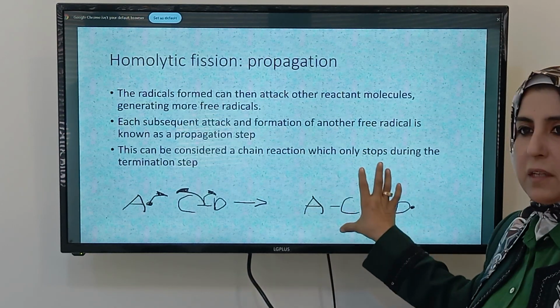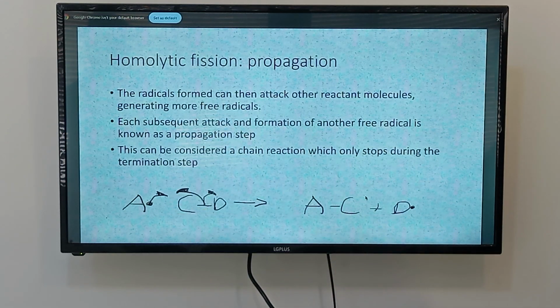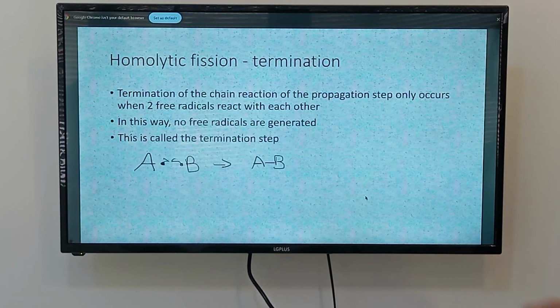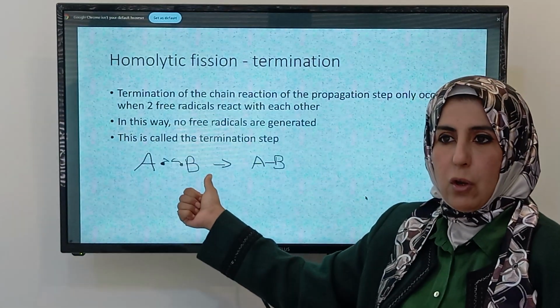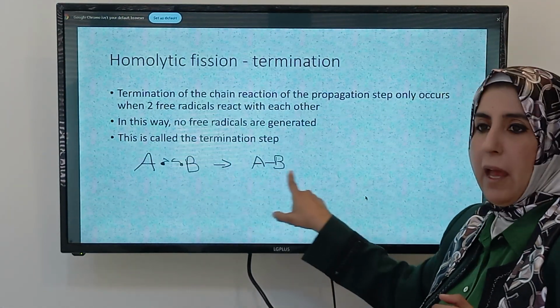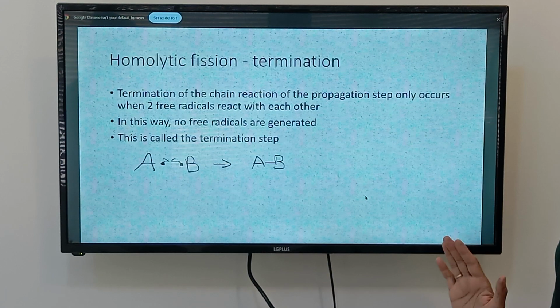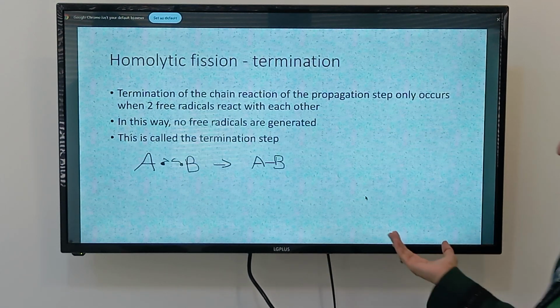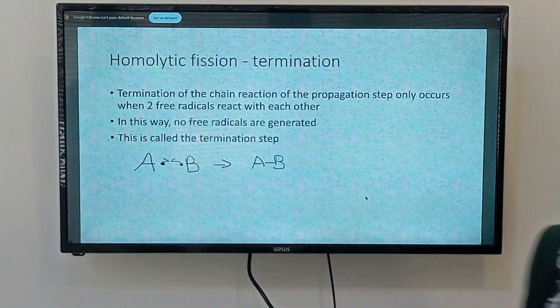The termination of these steps is when all the free radicals are free in the solvent. Last step is the termination. How can we terminate when we have just free radicals of A and free radicals of B? It's when we combine them with each other, they produce the result A and B. This step will terminate the reaction, because there are no other free radicals available in the solvent.